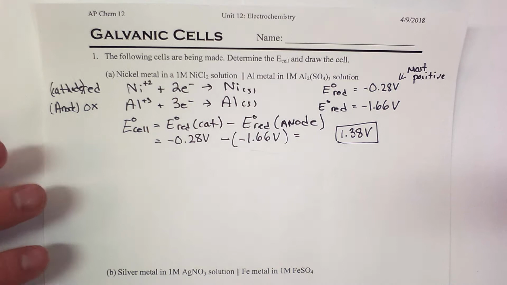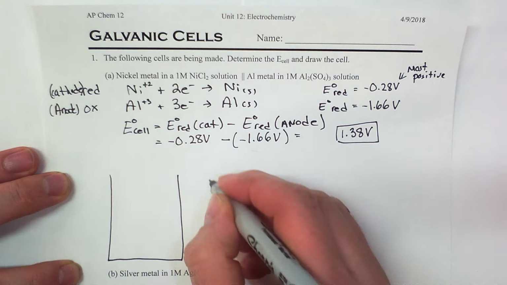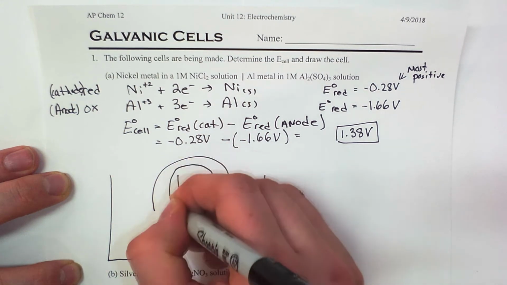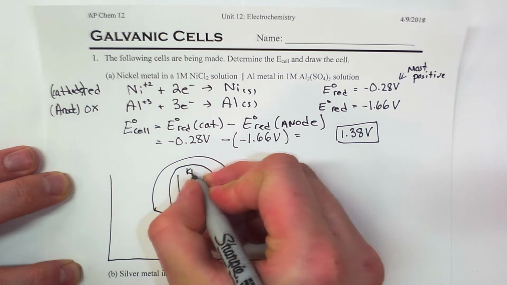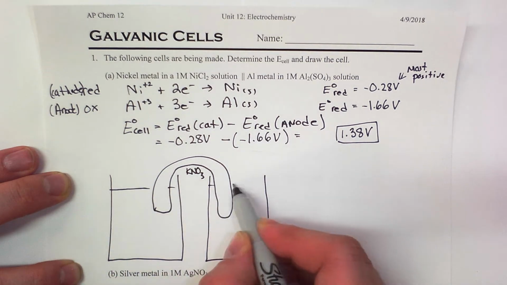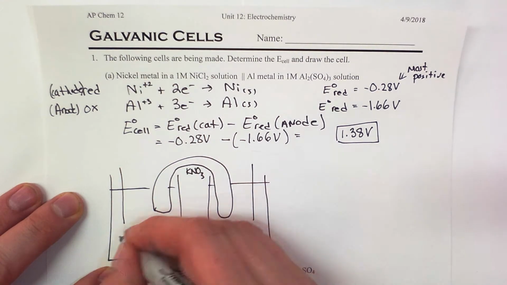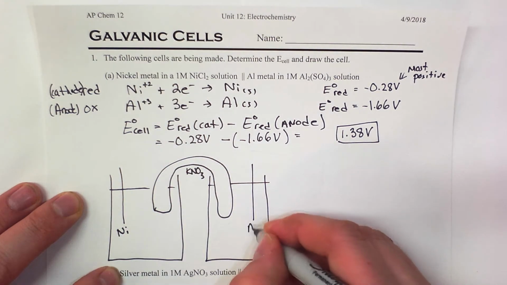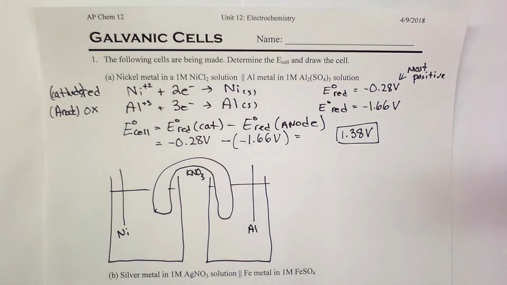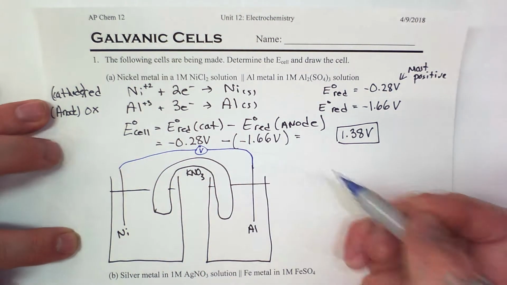The final thing I want to do is draw out this cell, just so we get some use doing that. So I'm going to write 2 beakers. I'm going to connect them with a salt bridge, probably potassium nitrate as the salt bridge. We're going to put 2 electrodes. One will be nickel and one will be aluminum. We'll connect the electrodes through a voltmeter.